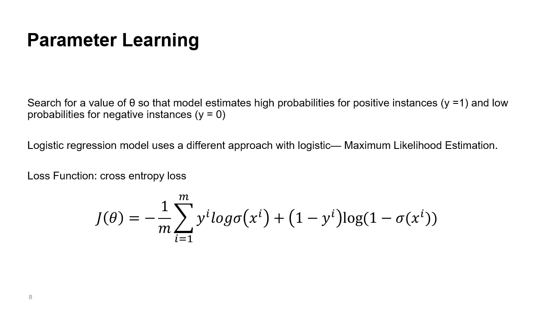To learn the parameter theta of the linear model, we have to build a loss function. It is a guide to tune the parameter. Here is an example of a loss function, cross entropy loss, where yi is the target label and xi is the ith sample, and we can apply maximum likelihood estimation to learn theta.